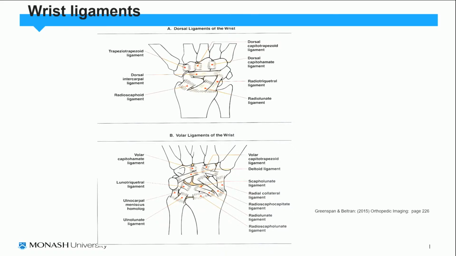The wrist has got quite a lot of ligaments to maintain stability, and here I've just given you a slide that shows the dorsal ligaments as well as the volar ligaments of the wrist.